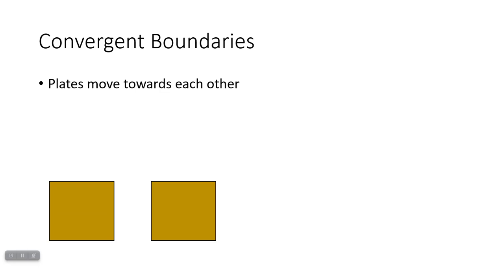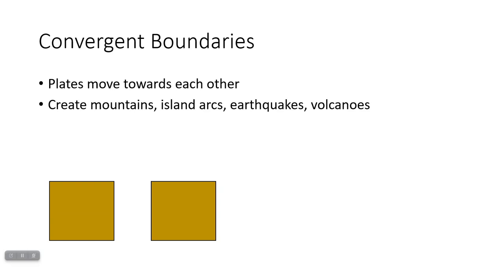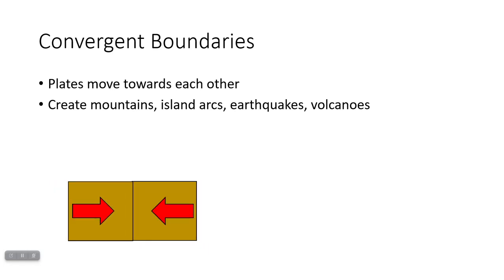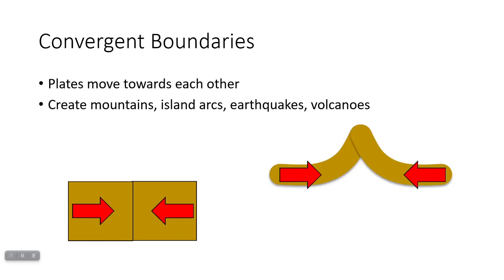You have convergent plate boundaries where they come together, and that is going to create some surface features like mountains, some island arcs. It can also lead to earthquakes and volcanoes because as these plates come together, they hit each other. That can cause some disturbances in the Earth's surface.